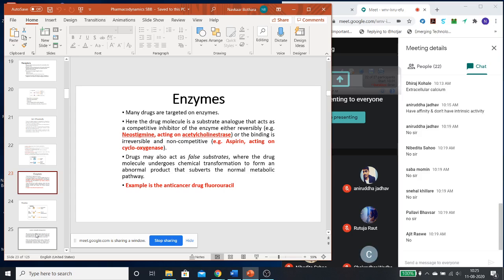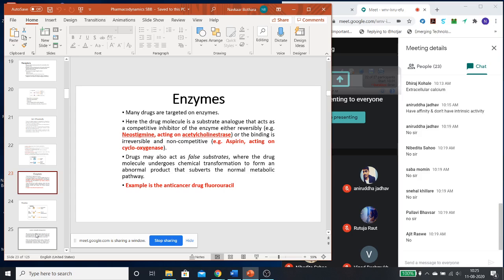Then next are enzymes. Enzymes you have studied well in molecular biochemistry. There are a variety of enzymes present in the body, and they are a very important part, playing a role in many of the activities. So there are many drugs which are targeting enzymes. You know from biochemistry that all enzymes are proteins, and since they are proteins they have some specific structure. Since they have a specific structure, they are not receptors actually. Let me tell you very clearly.